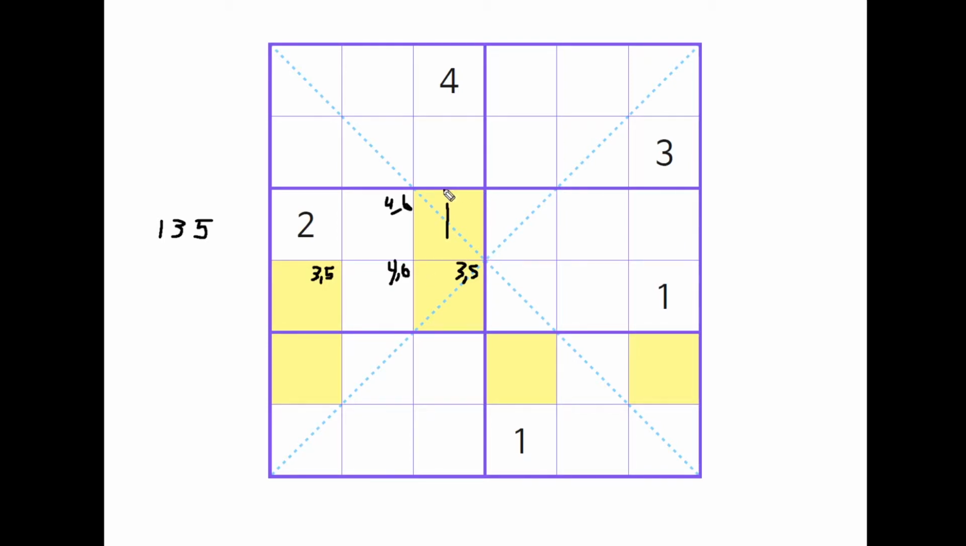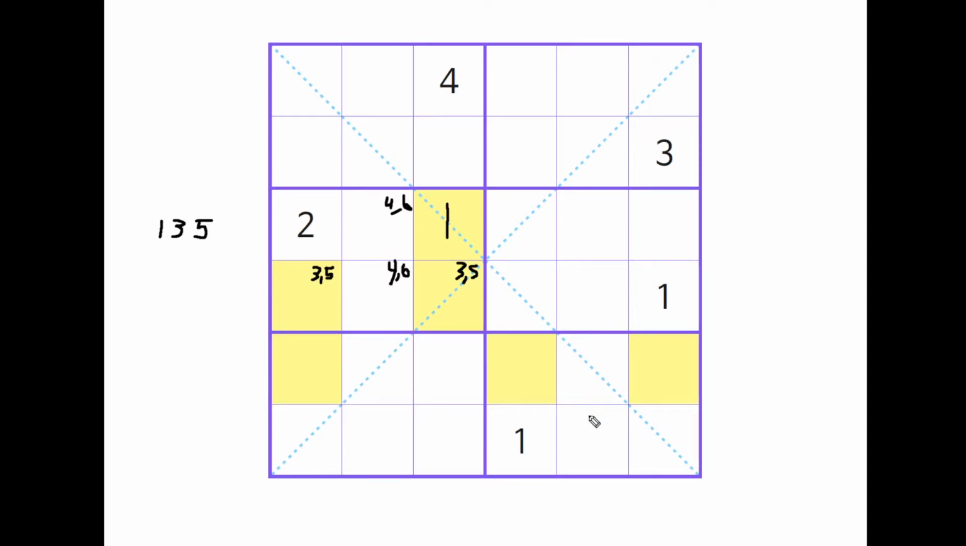Now, since we can't do much more with this block here, let's go on to this 6th block here. We see that we already have 1 number, and we also see that there are 2 color cells. So compared to the other blocks that we haven't touched yet, this 6th block gives us the most information. We know that these 2 yellow cells must contain either 3 or 5.